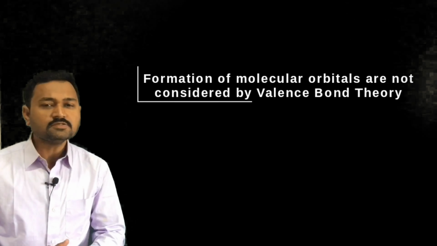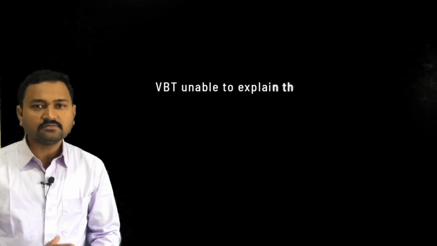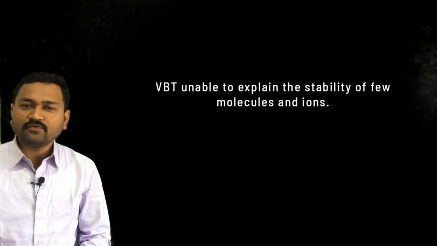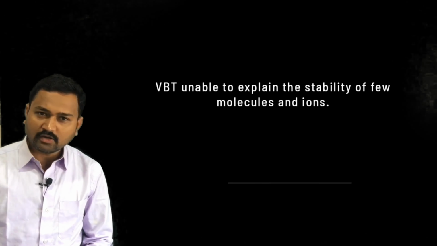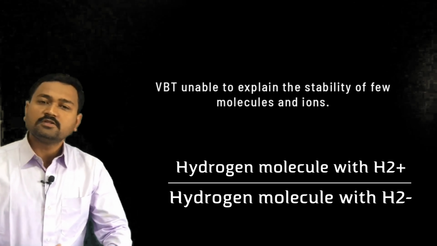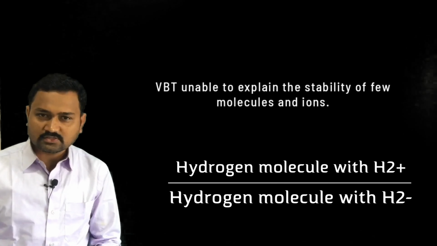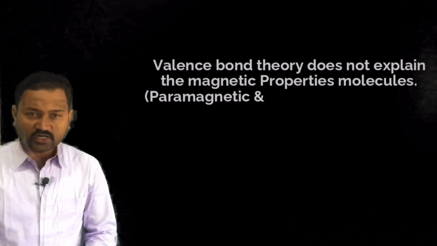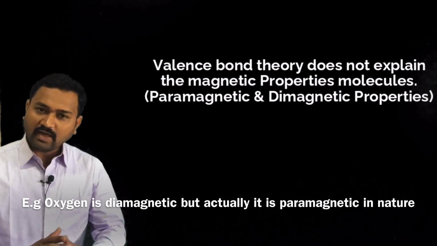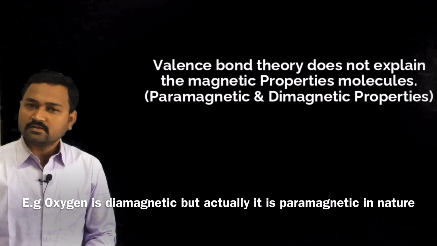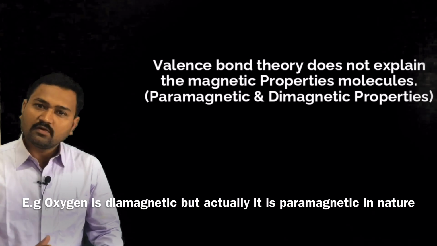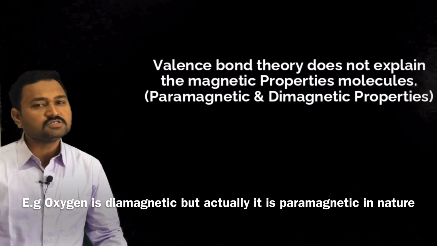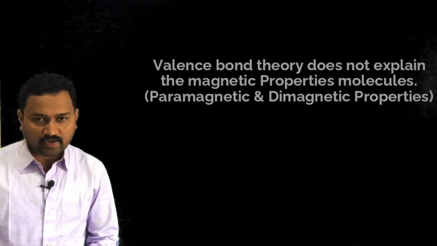The second limitation: valence bond theory is unable to explain the stability of molecules and their ions. For example, the formation of the hydrogen molecule, and then the hydrogen molecule ion with positive charge, that is H2+ ion, and H2- ion. The third limitation: valence bond theory does not explain the magnetic properties of the molecule, whether the molecule is going to behave as a paramagnet or a diamagnet. This is not at all considered by valence bond theory.